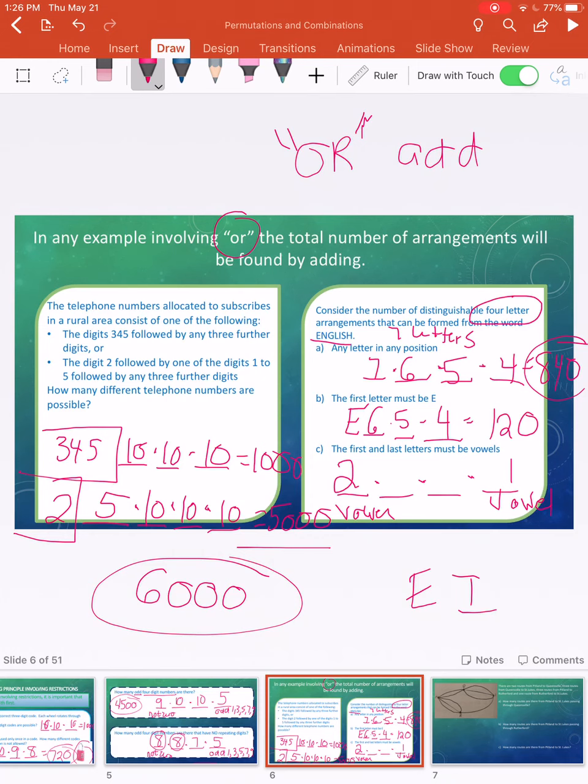Now that I've done my restrictions, the 2 letters in the middle can be anything, but I've already used 2 letters, so that means I have 5 letters left to choose from, and then 4. 2 times 5 times 4 times 1 is going to end up giving me 40. So my answer here will be 40.